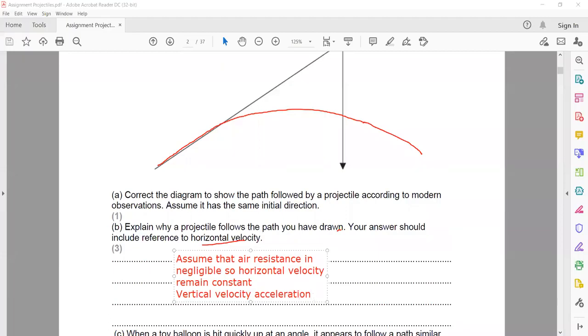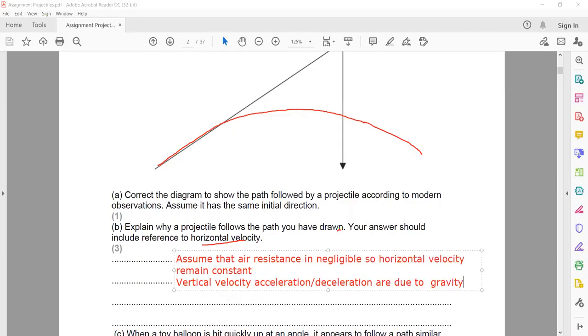The vertical velocity, acceleration and deceleration are due to gravity. And the last part, the horizontal and vertical components are independent of each other. What is a horizontal component? That does not have any effect on the vertical component. And what is a vertical component? That does not have any effect on the horizontal component. So horizontal and vertical velocities are independent of each other, or do not depend on each other. Is it clear, this part?